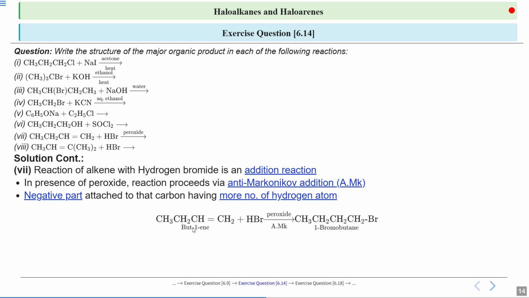So you have this but-1-ene, that is the alkene, CH3CH2CH double bond CH2. When it reacts with hydrogen bromide in the presence of peroxide, it is going to follow the anti-Markovnikov addition rule, and this bromide is going to attach to the double bonded carbon having more hydrogen atoms. In these two double bond carbons, this carbon has only one hydrogen and this carbon has two hydrogens. So the bromine will attach on this carbon and you will get 1-bromobutane as your major organic product in this reaction.